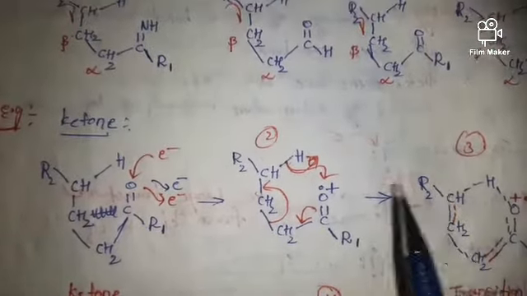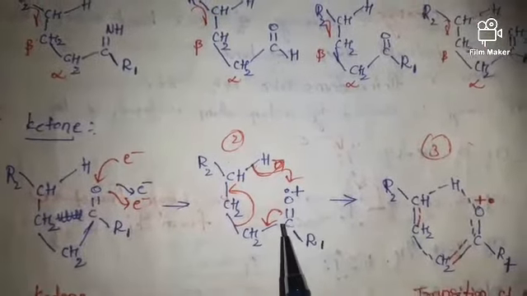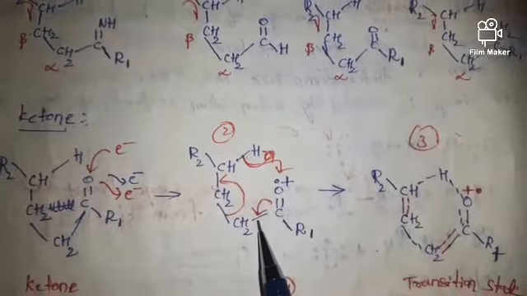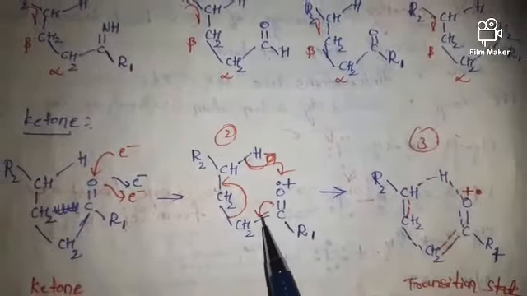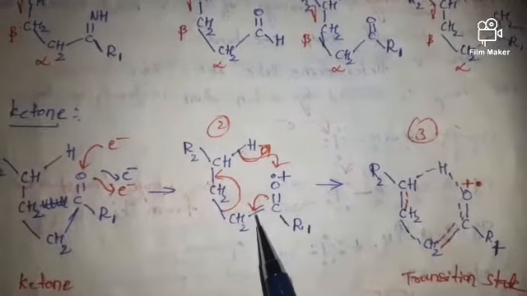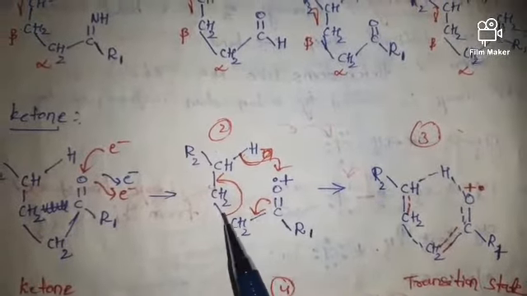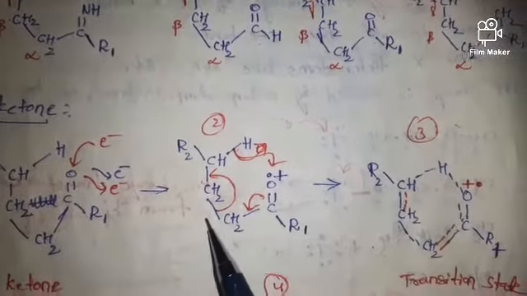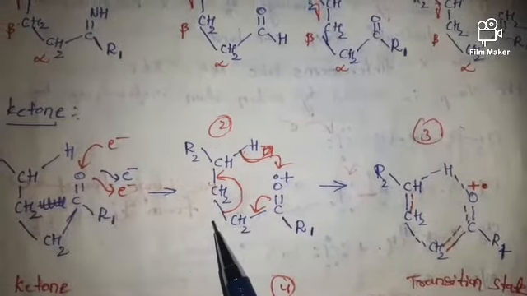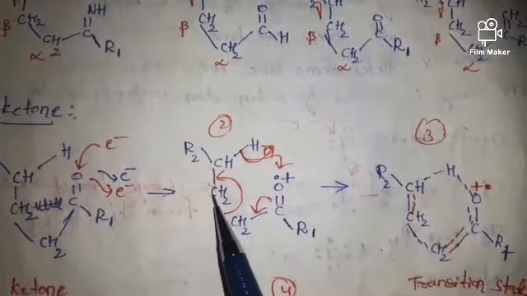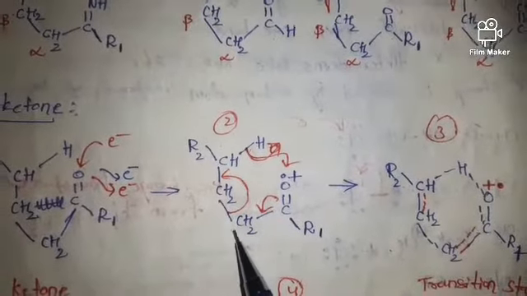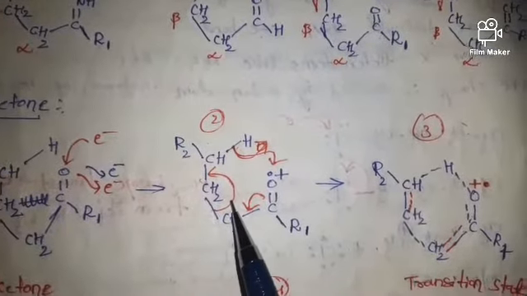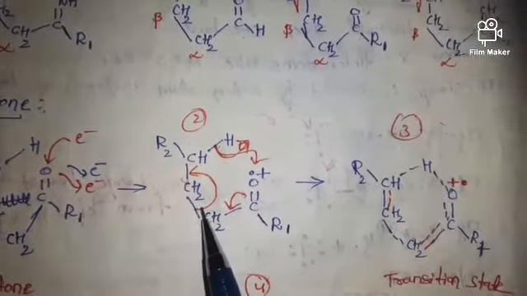See what is happening, try to observe. This particular double bond will shift towards this bond, so a double bond will be formed. And this particular bond will move towards this side, so bond cleavage will occur. This is alpha and this is beta. So the bond between alpha and beta, that means alpha-beta bond cleavage, will occur. So the alpha-beta bond has cleaved.